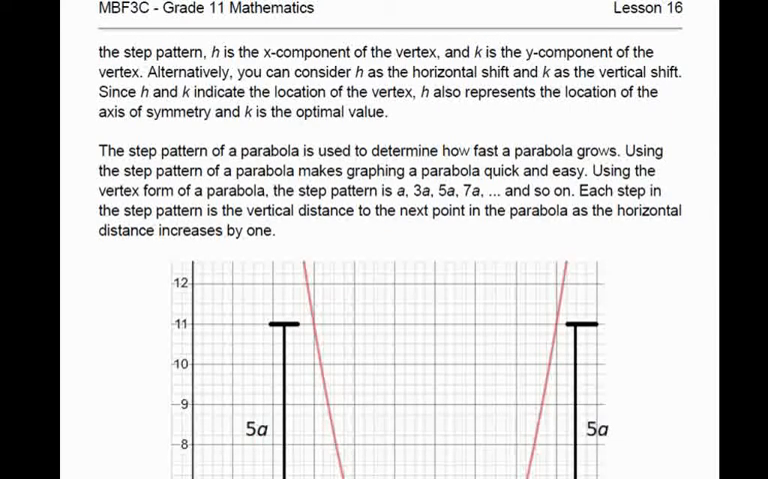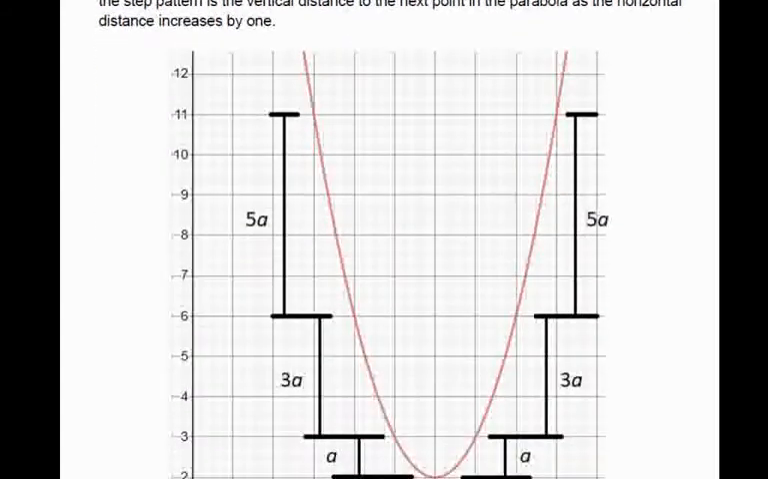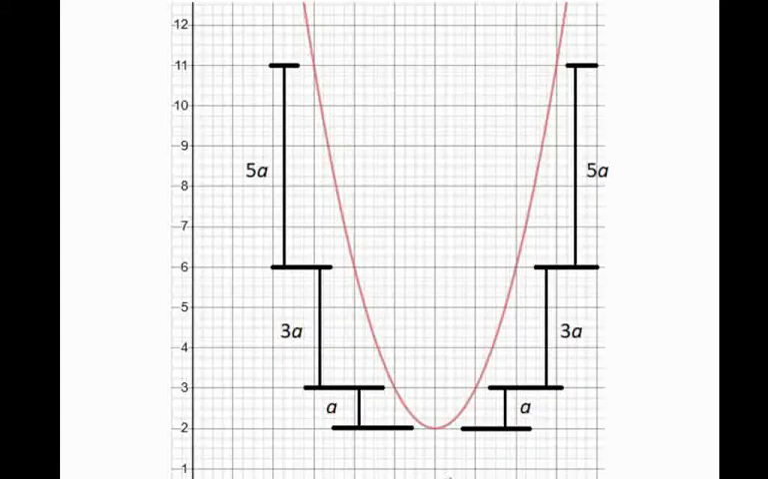And what the step pattern means is that as we move one horizontal distance to the right or left of the vertex, the parabola will increase by a. And then if we move one horizontal distance to the left or right from that point, we get to our next step, which increases by 3 times a. And then one step to the right again or left again is 5 times a, and so on and so on. So what we see here is a parabola, and this parabola is graphed using the step pattern.